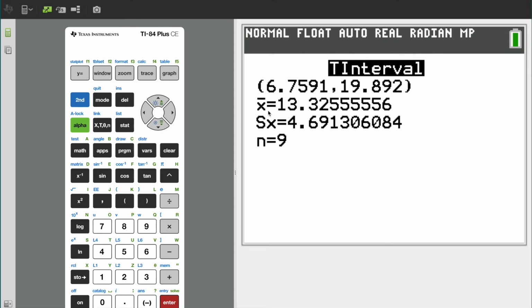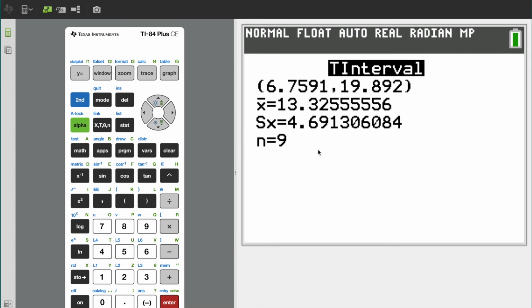Now this gives us our average, it gives us our standard deviation, and it gives us our sample size. So again, it's giving us some of the summary statistics. The mean x bar is our midpoint, and we have 99.7% confident that the true average of T-shirts at the top clothing stores is going to be between $6.76 and $19.89. So again, just rounded to 2 decimal points since we talked about money.